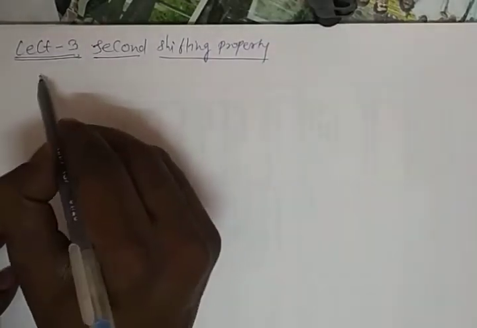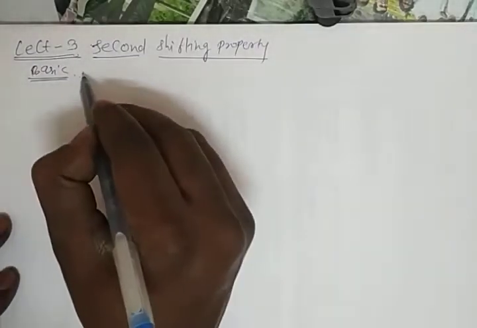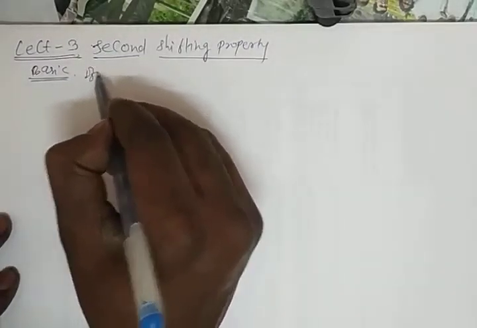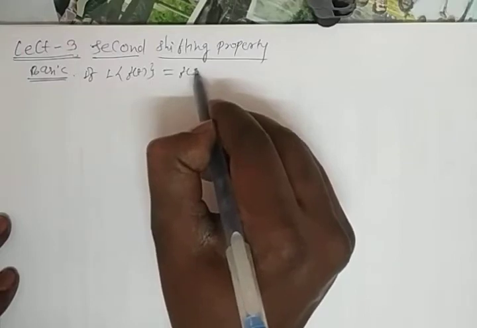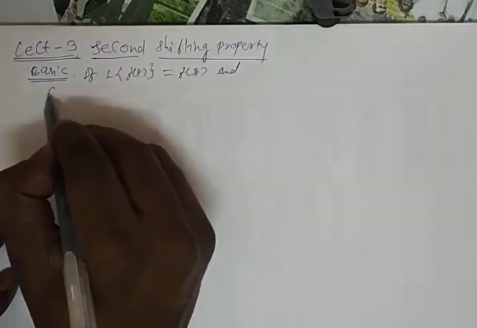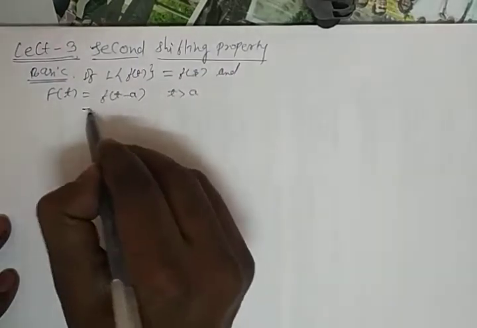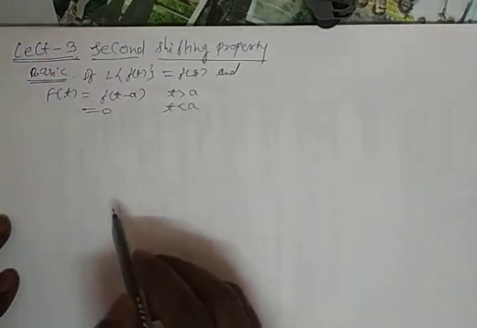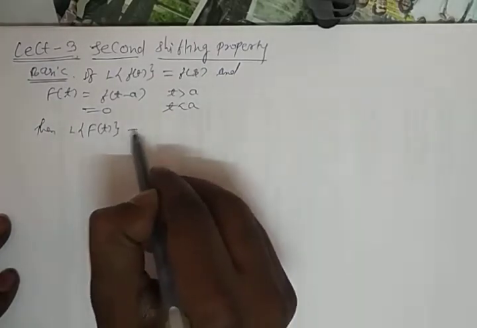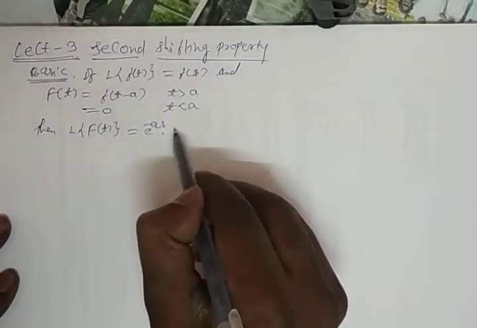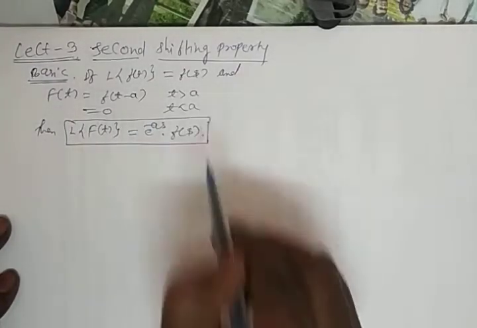Let us see this. So let us take the basic of Laplace transform. So we have seen that if Laplace transform of f of t is equal to f of s, and capital F of t is equal to f of t minus a for t is greater than a, and that is equal to 0 for t is less than a, right? Then Laplace transform of capital F of t is equal to e raised to minus as into f of s. Okay, so this property we have already studied, isn't it?